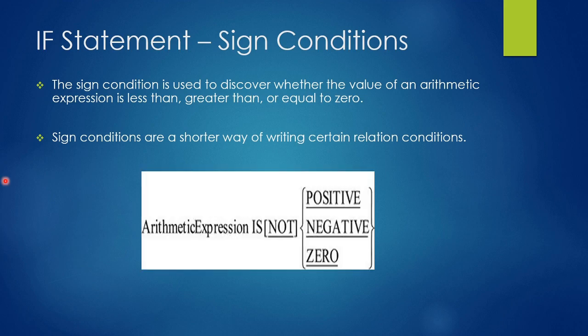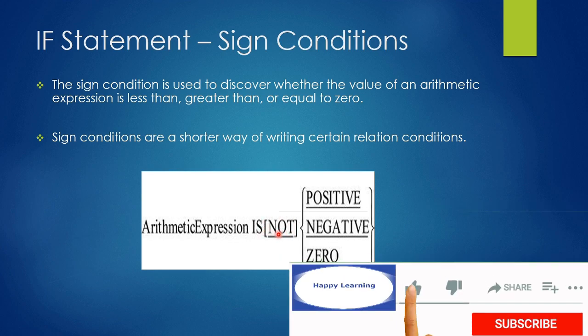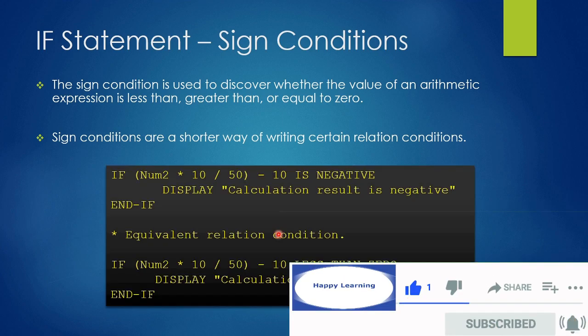Here is the syntax of the sign condition type. The arithmetic expression is compared against positive, negative, or 0, which are COBOL reserved keywords. If you want to check the negative condition, then you can use the not keyword. Now let's understand this with the help of some examples.